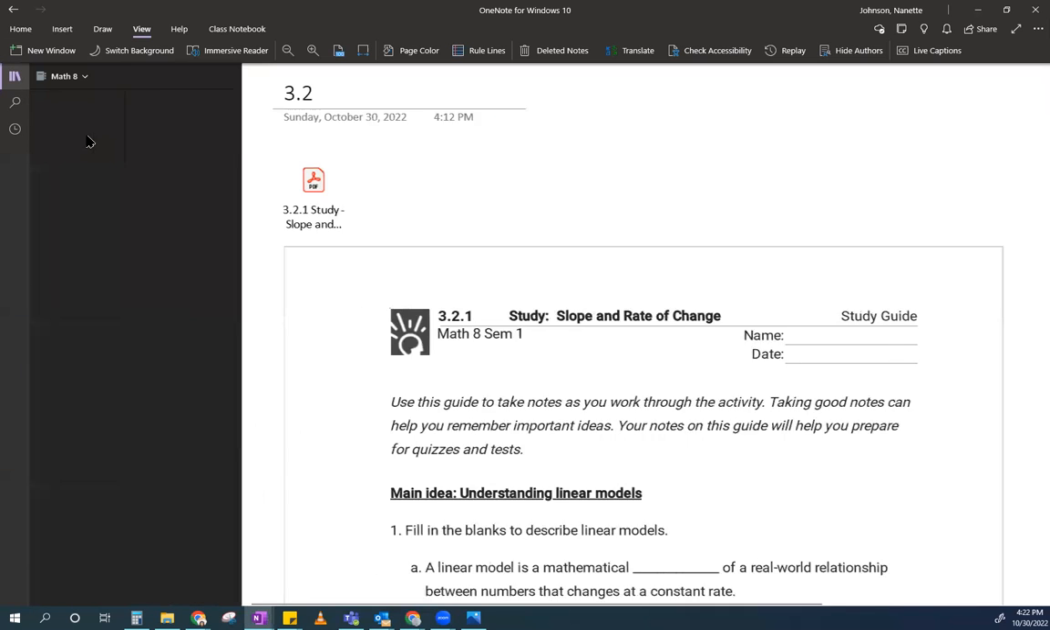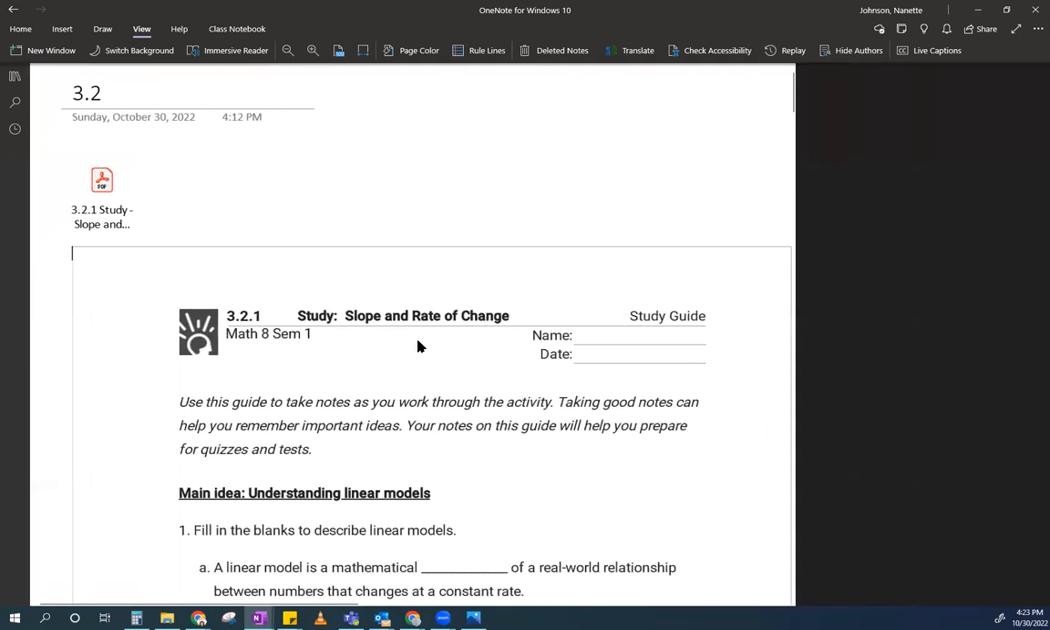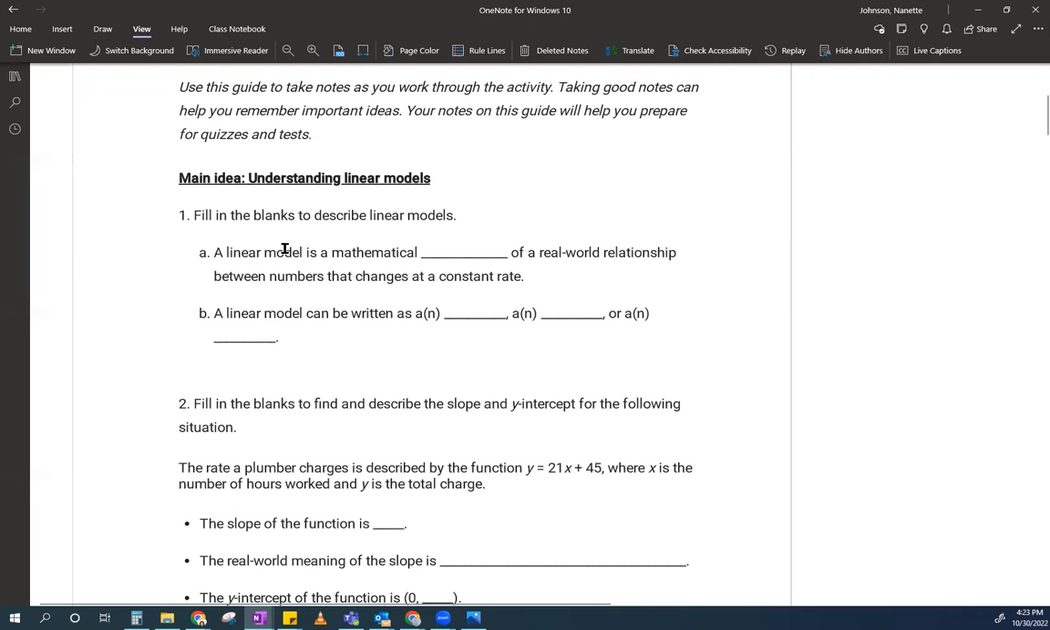Okay, so today we're going to go over 3.2, which is slope and rate of change. And so you're going to fill in the blanks to describe the linear models.